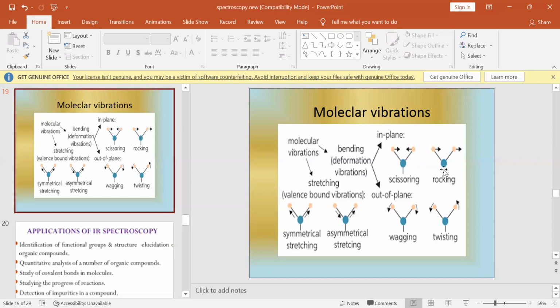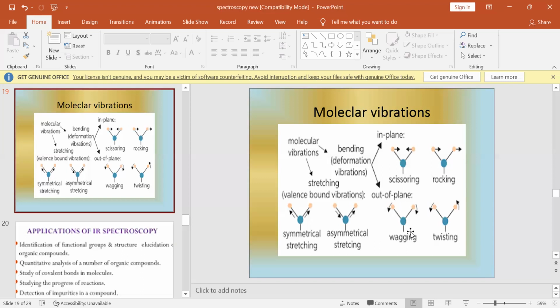Next comes the second one, rocking. In this type of vibration, the atoms move in the same direction, in the same plane itself. This is known as a rocking vibration. Just like a rocking chair, how it moves, in the same manner they will also move in the same direction. Next comes the second type of bending vibrations, out-of-plane bending.